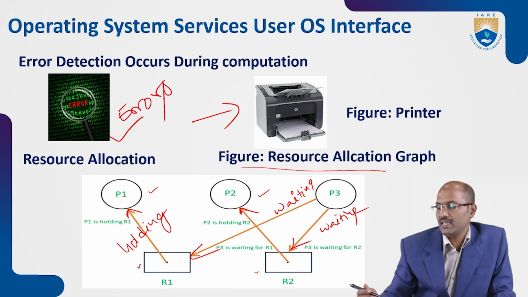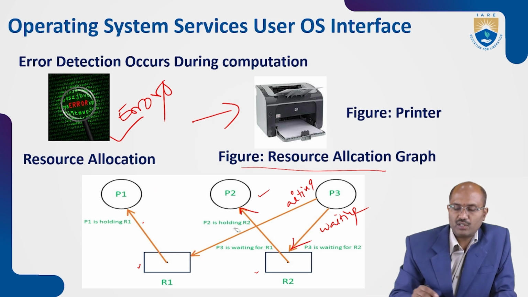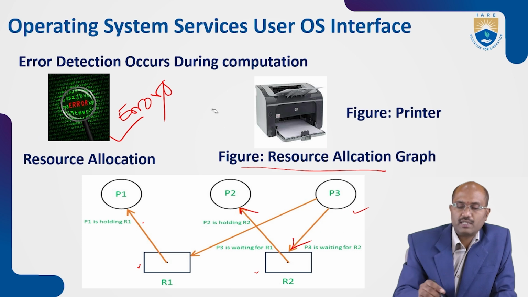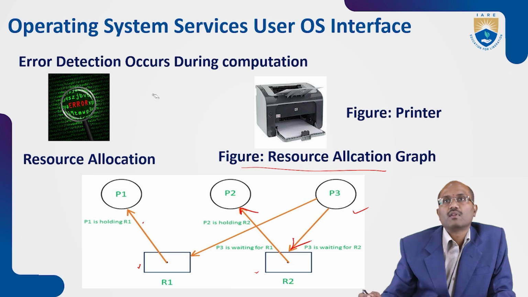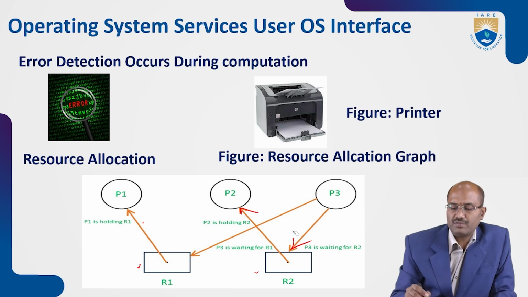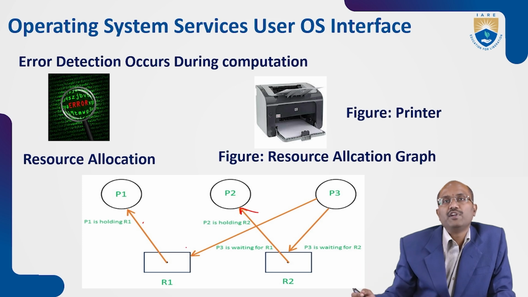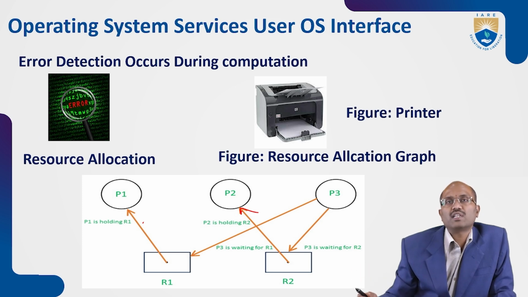This graph is a resource allocation graph. So the resource allocation graph is very important. In coming videos, I will explain in detail about the resource allocation graph. Why? Because resource allocation is one of the primary services of the operating system.